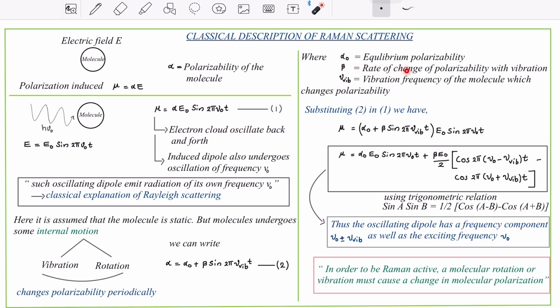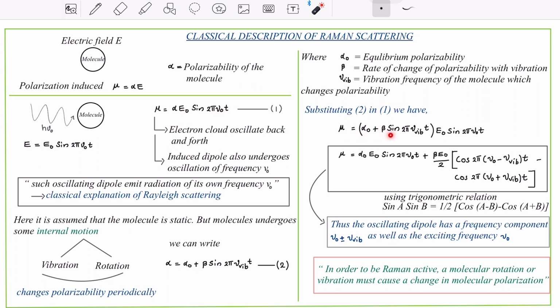What is alpha 0? Alpha 0 is the equilibrium polarizability. Beta is the rate of change of polarizability with vibration. And nu vibration is the vibration frequency of the molecule, which changes the polarizability. Now we have two equations. Substitute 2 in 1. Then rearrange the terms.